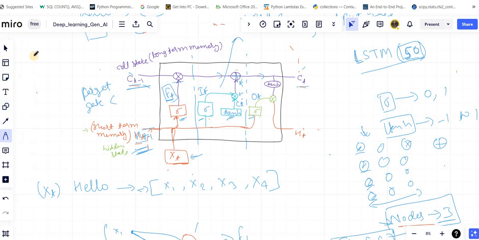Okay, next we will cover the input gate and the output gate. That all depends on your understanding, how you want to proceed.